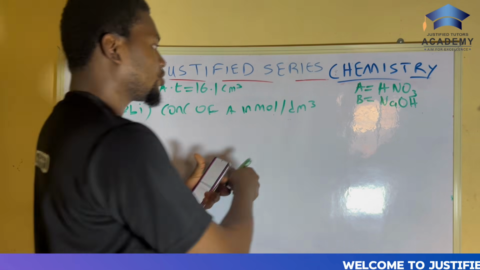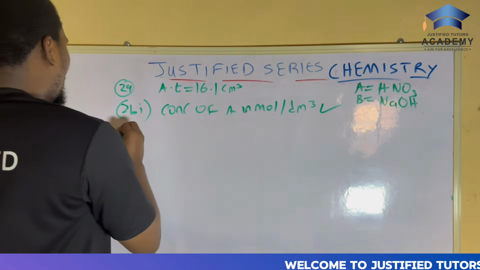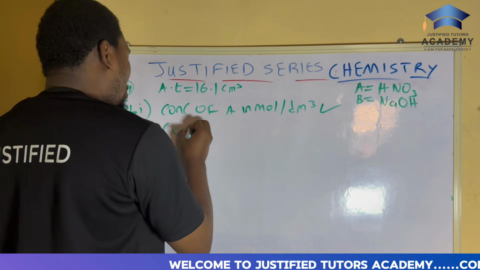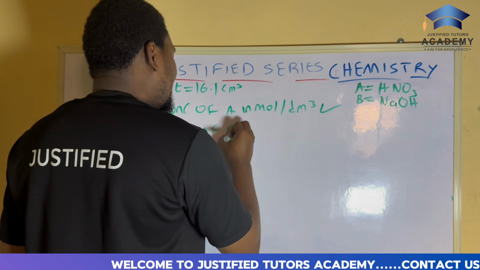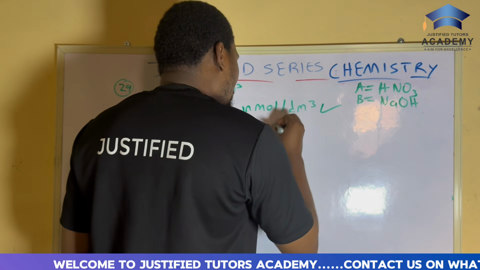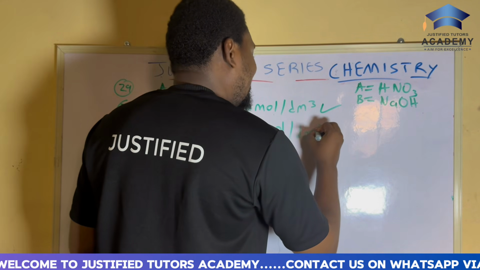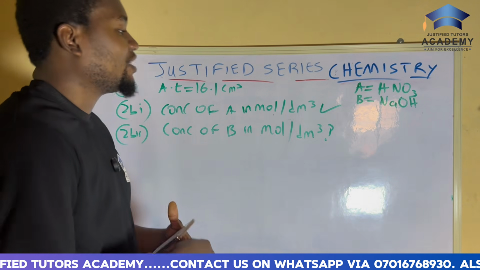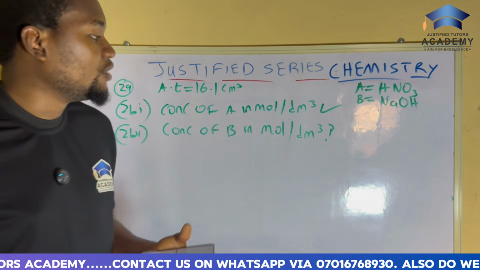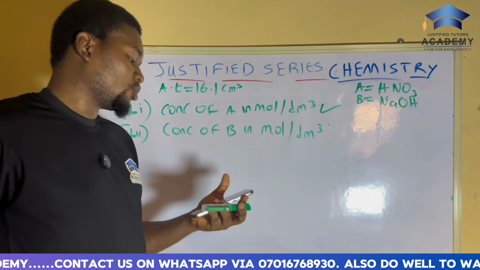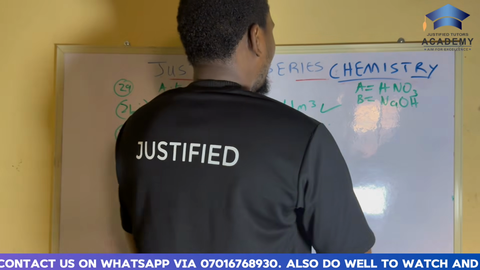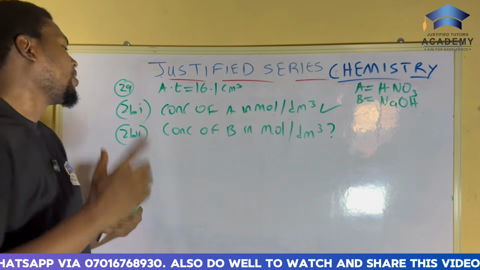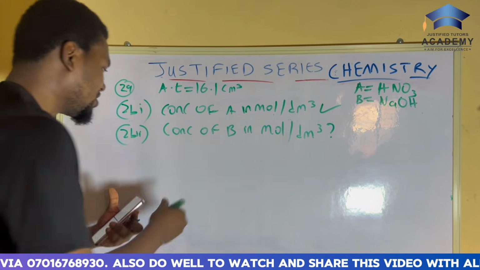Now, 2B(ii) says find the conc of B in mole per dm cube. Are you getting me? To find this one, you ask yourself, which formula will I use? But first, write out what you already have.